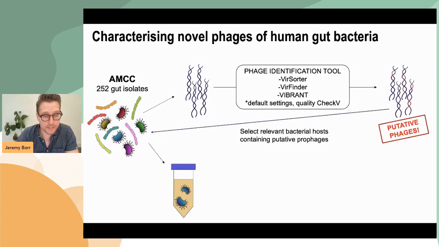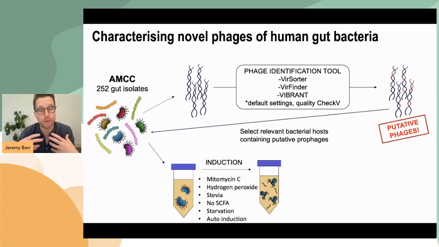So we took these isolates, we grew them under pure culture conditions in a specialist media under anaerobic conditions, and then we exposed these isolates to a range of different stresses or induction agents. And these stresses are to stress the bacterial host and induce the phage out of that temperate life cycle and back into the lytic cycle to produce these productive or infectious viruses.